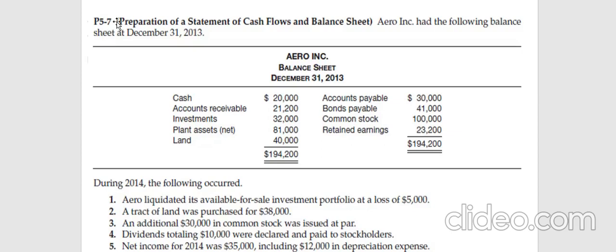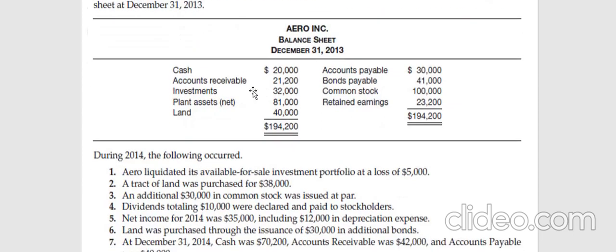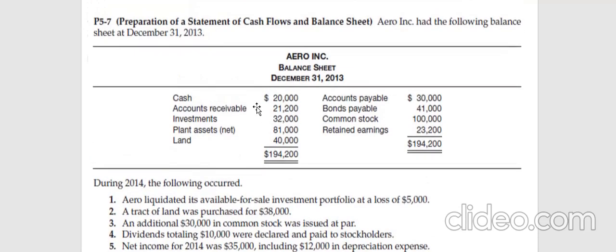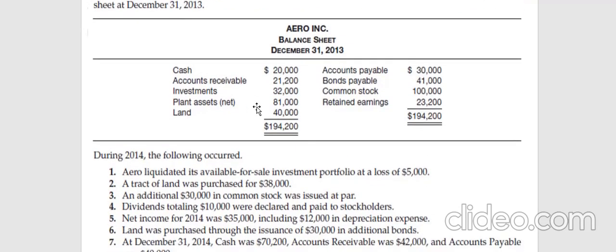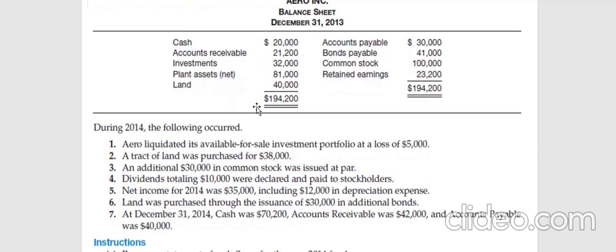This is again the preparation of a cash flow statement. The numerical of this problem 5.7 is almost the same as our previous numerical of problem 5.6. The only difference is that in problem 5.6 we had a gain on sale of investment, and here the company is having a loss of $5,000 from the sale of investment.